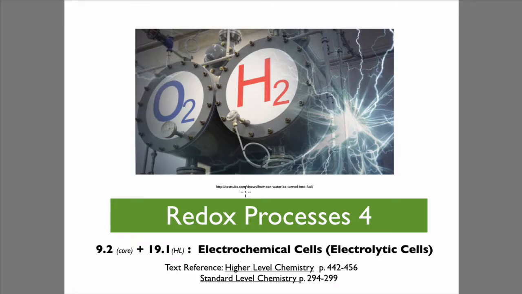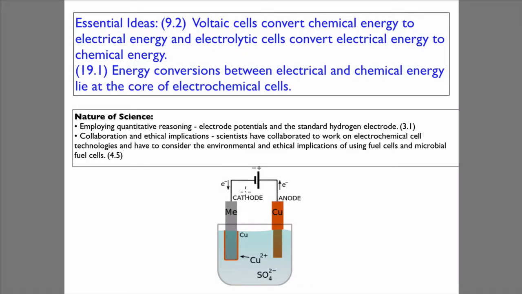Redox processes for electrochemical cells. Essential ideas. Voltaic cells convert chemical energy to electrical energy, and electrolytic cells convert electrical energy to chemical energy. Energy conversions between electrical and chemical energy lie at the core of electrochemical cells. Nature of science. Employing quantitative reasoning.